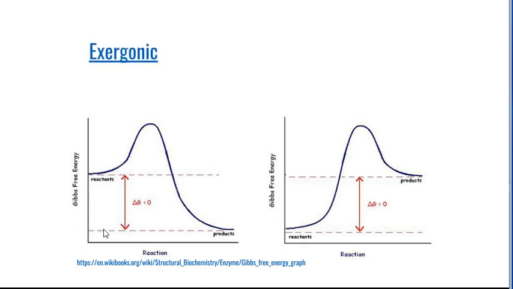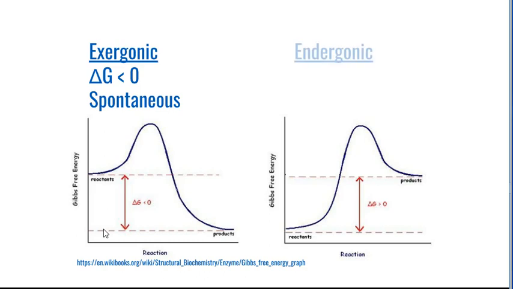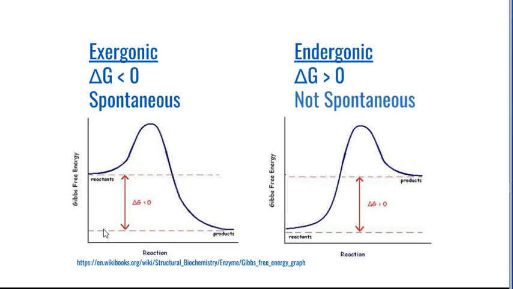Reactions where the delta G is less than 0 are spontaneous and likely to occur. As a reaction proceeds, energy is transferred out and the reactions are called exergonic. Reactions with a delta G greater than 0 are not spontaneous and will need an input of energy to transform reactants into products. These reactions are called endergonic.